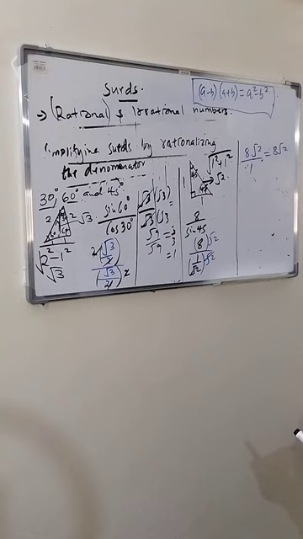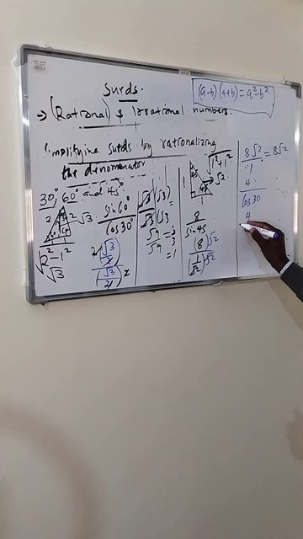How about if you have 4 over sine 60. So here you're going to have 4 over cos 30.